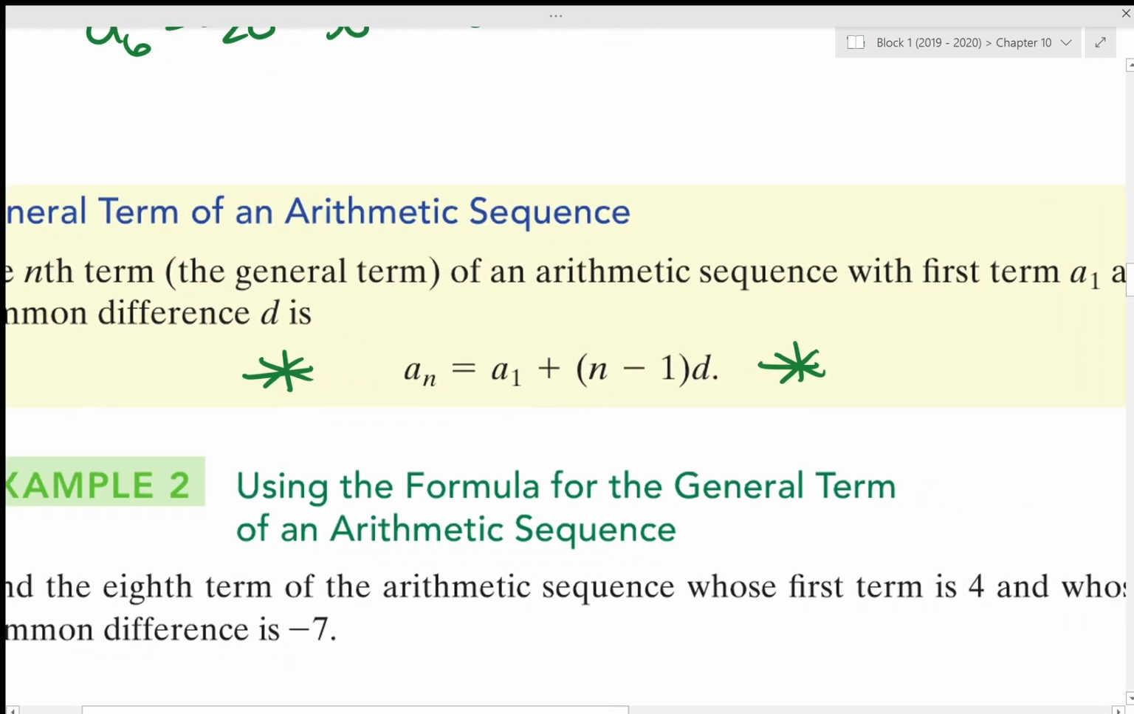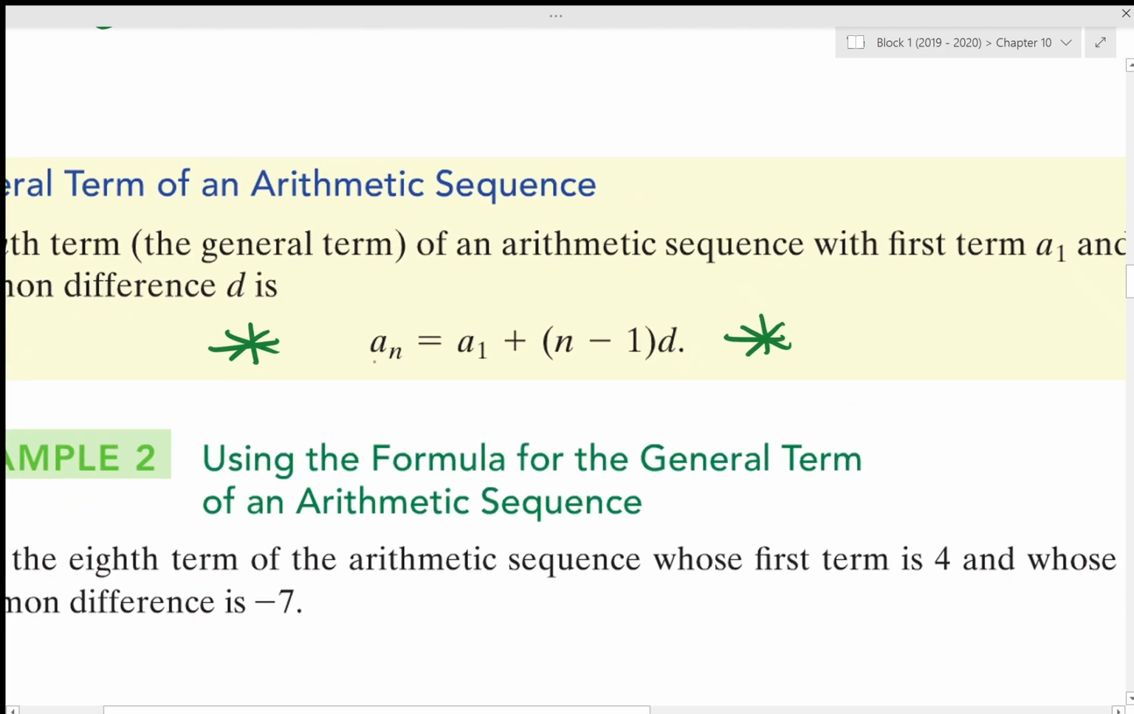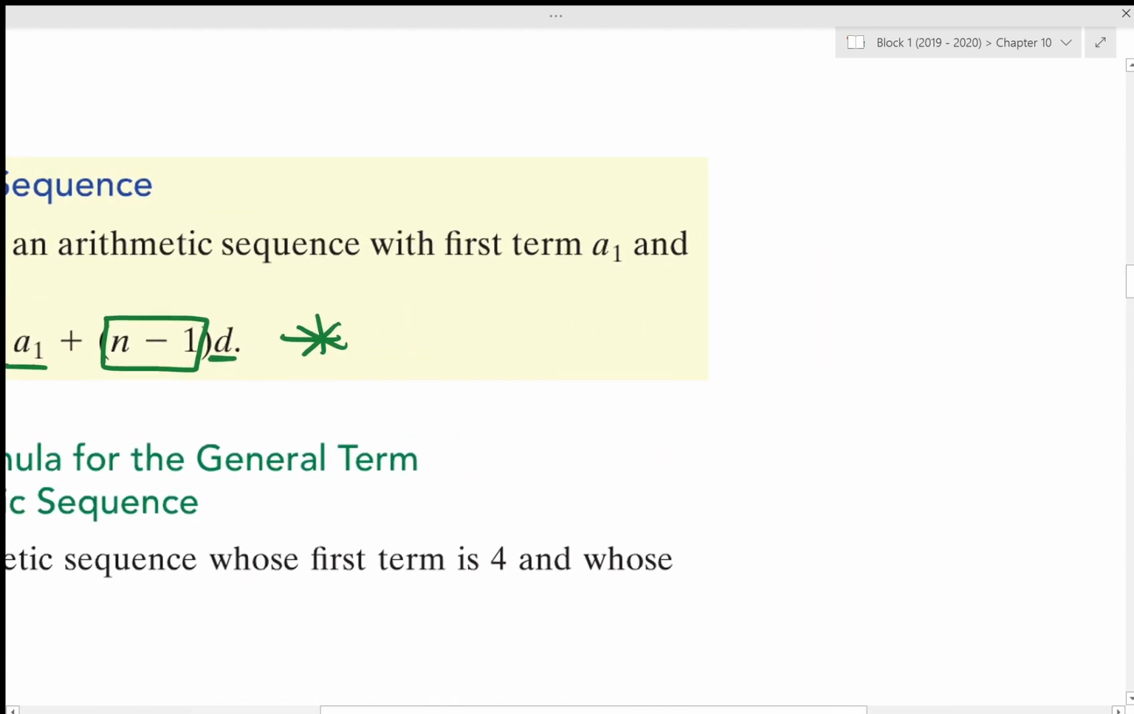All right, so basically what it's going to be is any term you want, you're always going to take the first term and you're going to add your common difference n minus 1 times. Now, why n minus 1 times? All right, so let's think.